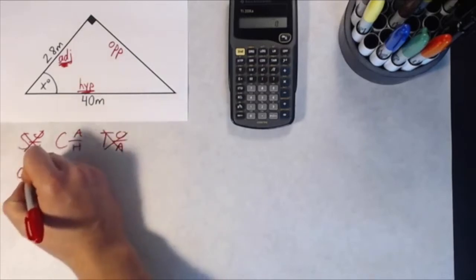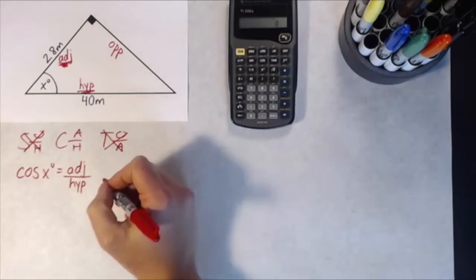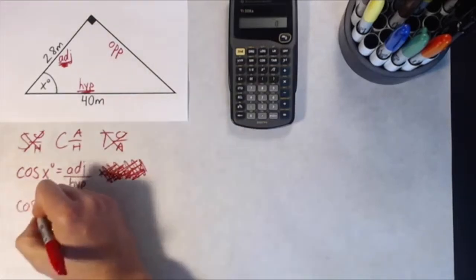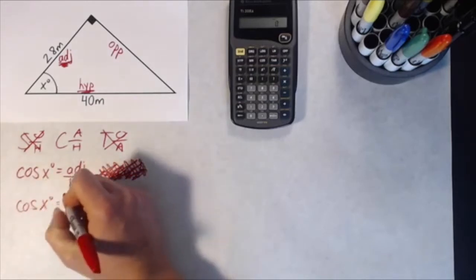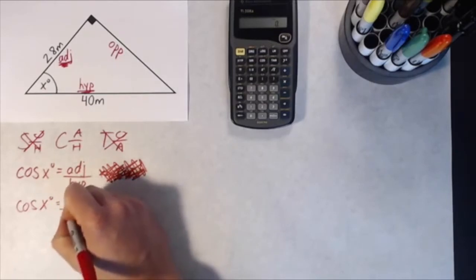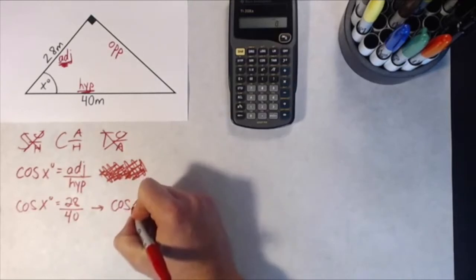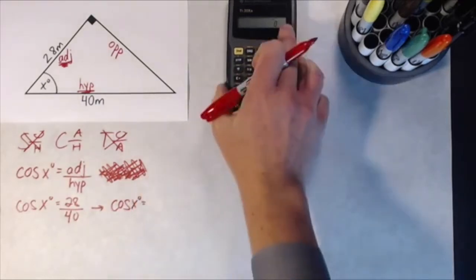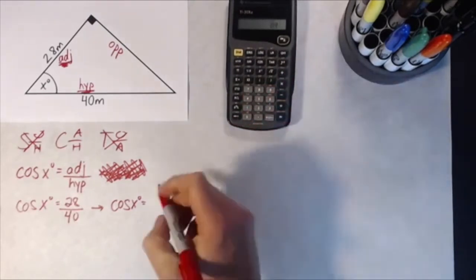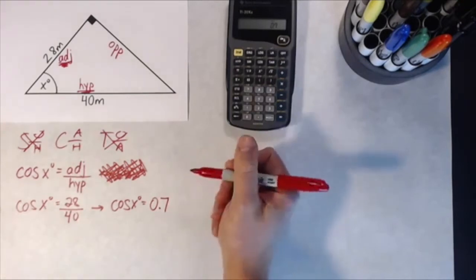So when I write out the formula, I can then see where to put my numbers. So this is going to go, scratch that, cos of the unknown angle is equal to adjacent, 28, divided by hypotenuse, 40. Now in this one, I could rewrite this, cos of x degrees equals 28 divided by 40, and if I simplify that fraction into a decimal, that gives me 0.7.